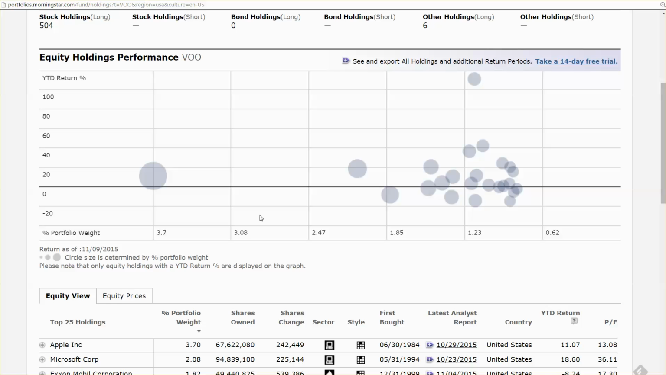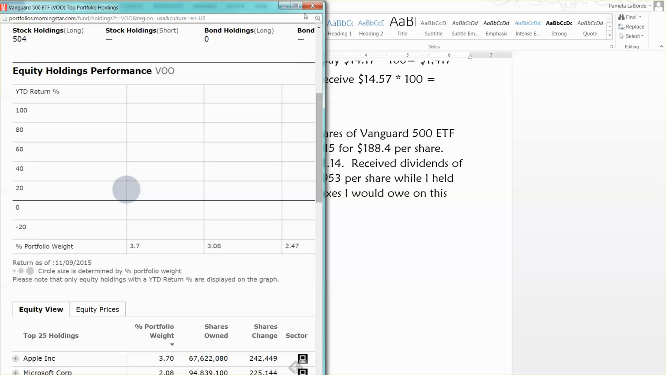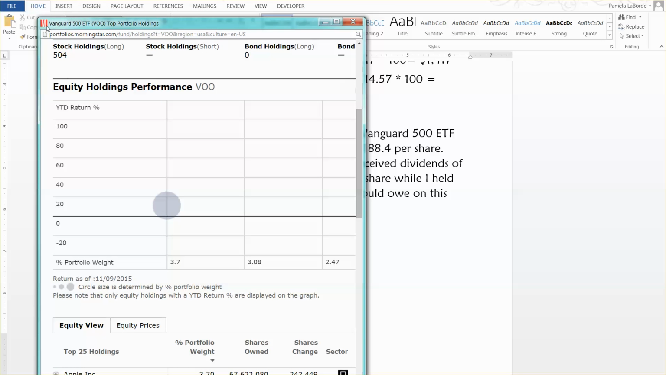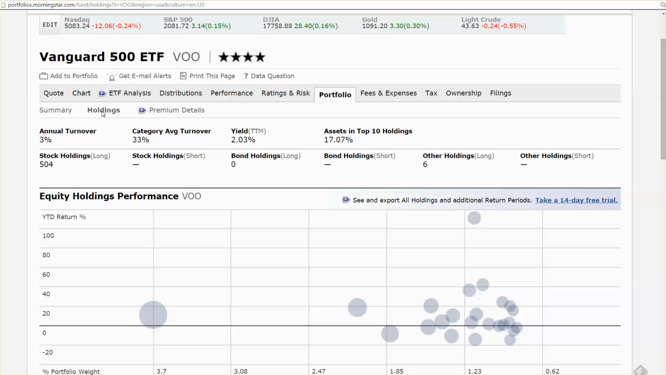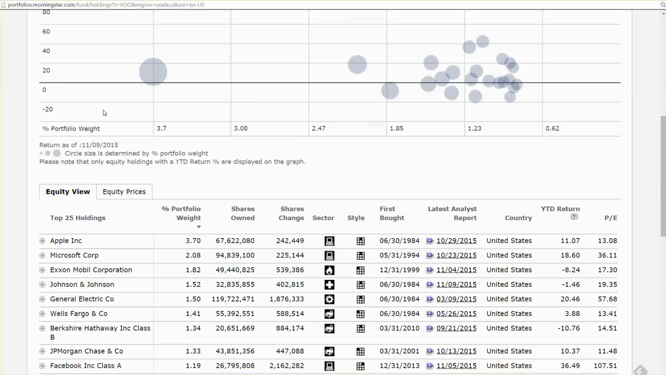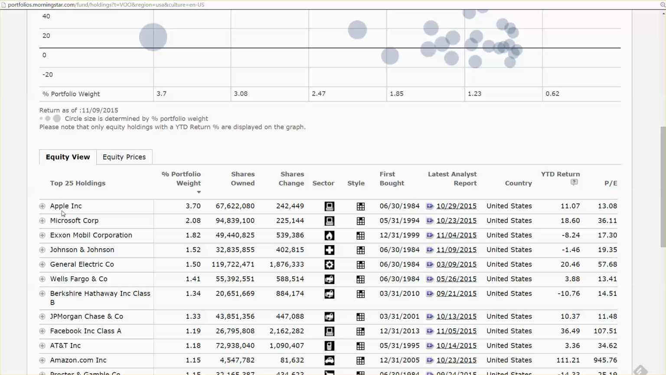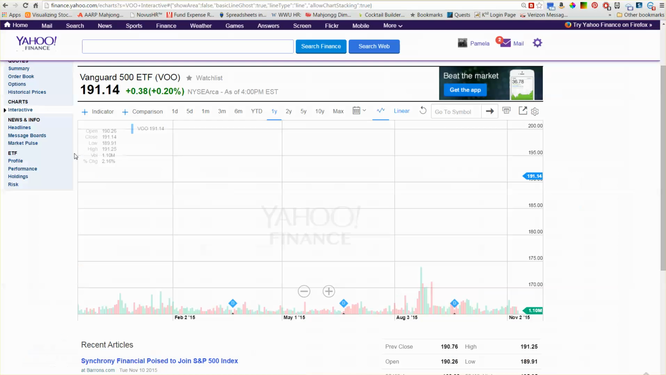I have it open in Morningstar. I don't know if you can see the top of the screen. Well, actually, now that I've got that, you can see that I've got the VOO fund open, and I'm on the portfolio tab, and then I'm on the holdings section of the portfolio tab. And I can see that this particular ETF owns 67,622,080 shares of Apple. And I just want to go look at Apple. I think I actually have it open here.